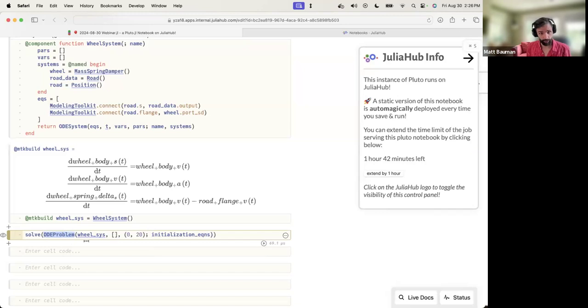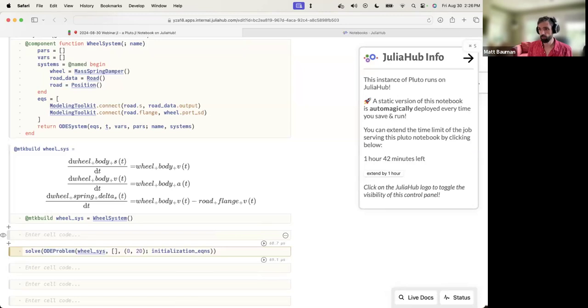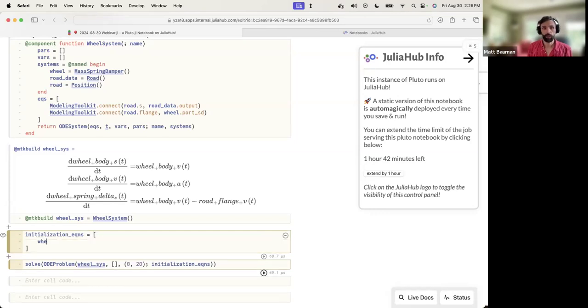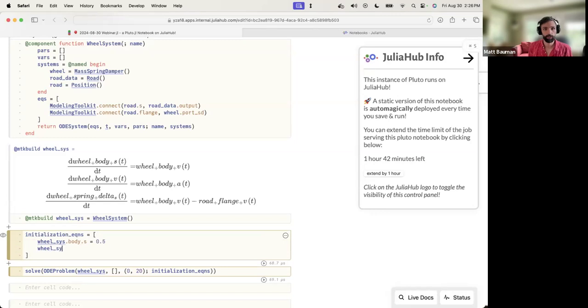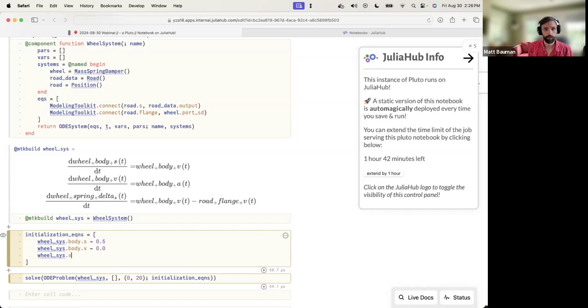equations that say how we're going to solve this. So when you define an ODE problem like this, you can pass in some initialization, and we'll do that. What we want to initialize is just like what we did with the mass spring damper system. Those initialization equations are going to set our wheel_sys.body.s to be 0.5. Our wheel_sys.body.v is going to be 0.0. Oops, and you want to use the tildes here for this. wheel_sys.body.